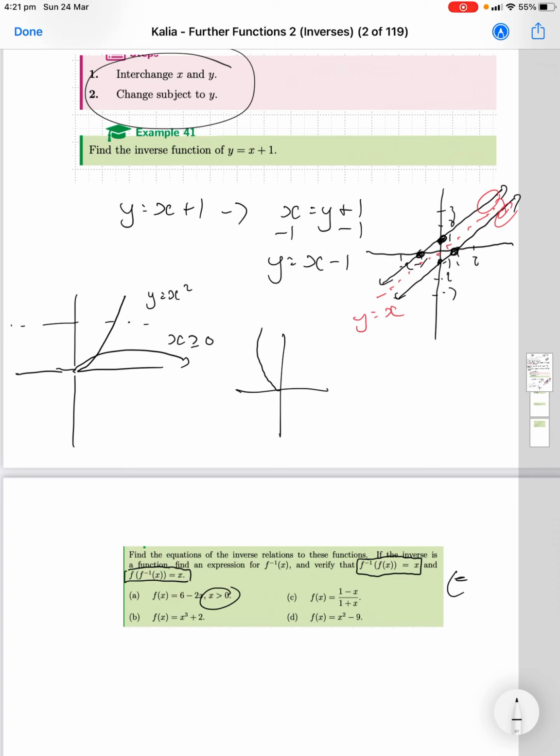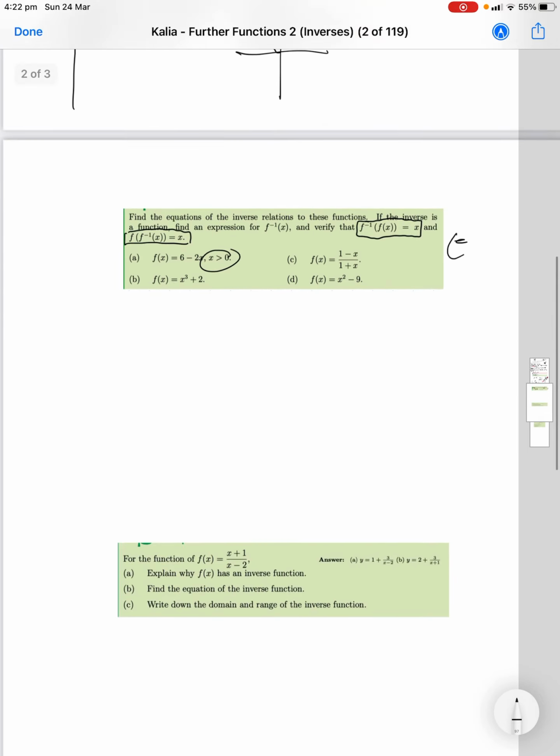I can restrict the domain to x is less than or equal to 0, passes the horizontal line test. That function also has an inverse. So we can get creative with the domains of my functions, particularly my parabolas, in order to ensure that they have an inverse that is a function and not a relation. So let's go back to finding the equations of the inverse.